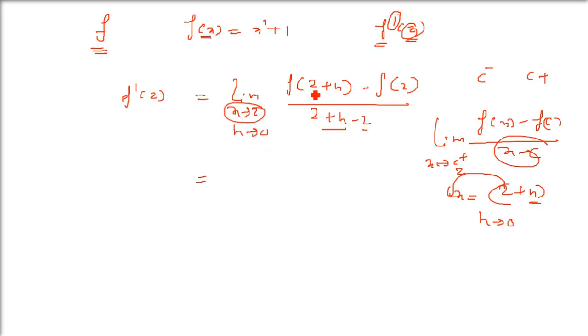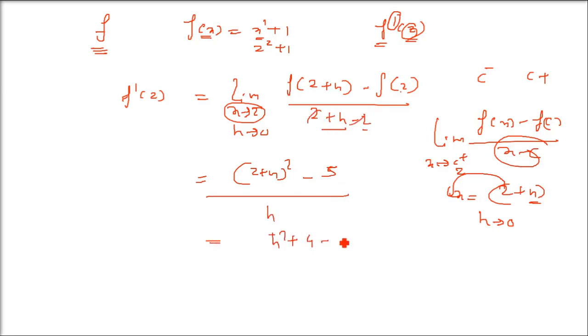Now what are you going to get? Wherever you have x, replace it by 2 plus h. So (2 plus h) whole square minus f(2). So f(2), in place of x, you are going to put 2. So 2 square plus 1. I'm just replacing this x with 2. So 2 square is 4, 4 plus 1 is 5. And this is (2 plus h) square plus 1 also. There is one plus 1, I'm just going to add this. So you have (2 plus h) square, I'm opening it, a square plus b square plus 2ab formula. So h square plus 4h plus 4, and also plus 1.